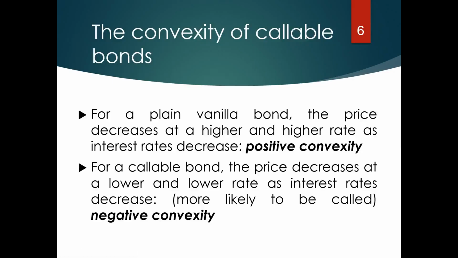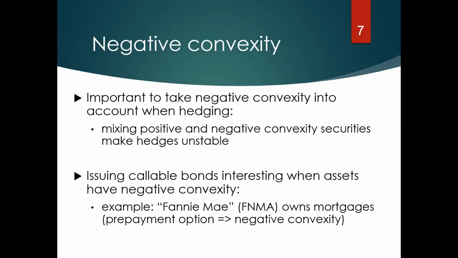So as we just saw, the convexity of callable bonds says that plain vanilla bonds have positive convexity, but callable bonds have negative convexity. Why do they have negative convexity? Because as the rate gets lower and lower, they're more likely to be called. Now, this negative convexity has some important consequences.